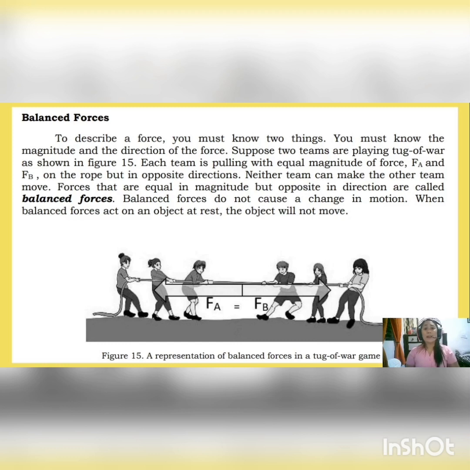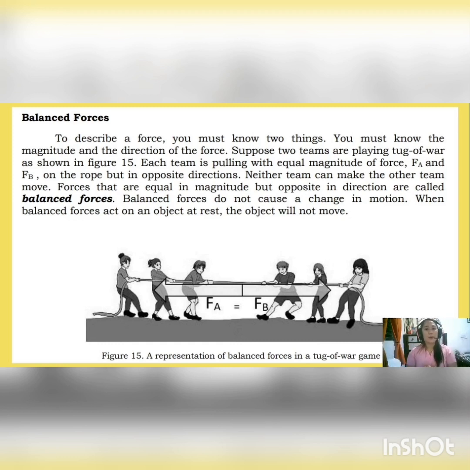Forces that are equal in magnitude but opposite in direction are called balanced forces. As you can see, the force applied by FA is going to the left side, while FB is going on the right side. So the directions are opposite. But the magnitude they exerted when it comes to force are both equal.